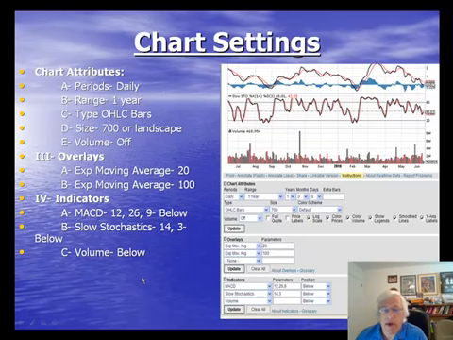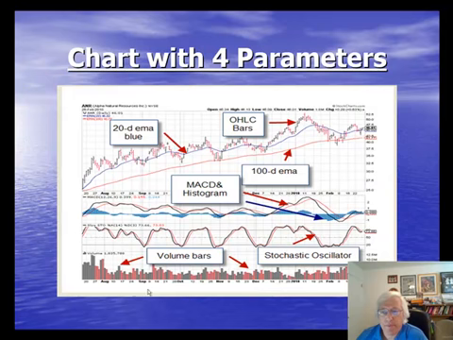And finally, we have volume, which also is placed below the price chart. So here's what a chart will look like with those 4 parameters. You see on the top the OHLC bars, the 20-day and the 100-day exponential moving averages. And in the middle of the chart you see the MACD, which is highlighted by the red arrow. It's the thick black line.